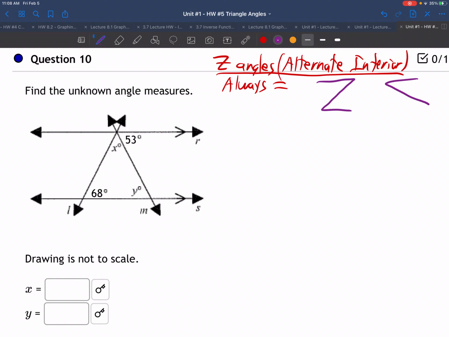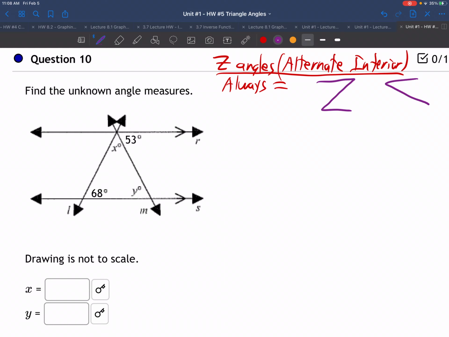Okay, in this example, we want to find the unknown angle measures. We're trying to find angle X. We're trying to find angle Y. Okay, it's a little tricky. Notice that these two lines right here are parallel lines, aren't they?